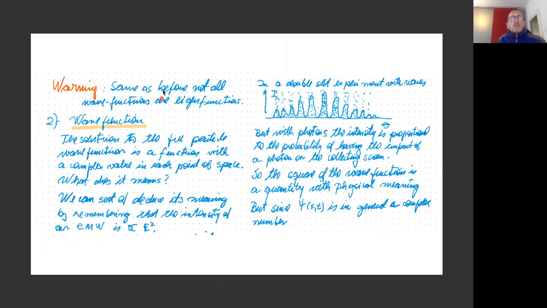I have not said anything about this warning. You read the transparency later and check the warnings. So let's talk about the wave function. The solution to the free particle equation is a function that has a complex value at each point of space. So what does it mean? This is the question there.